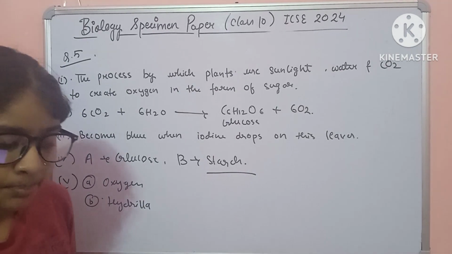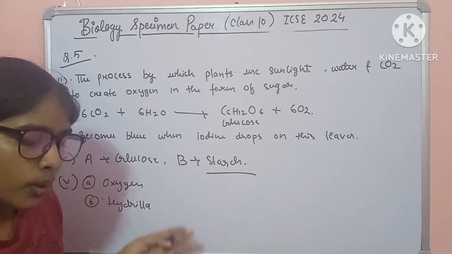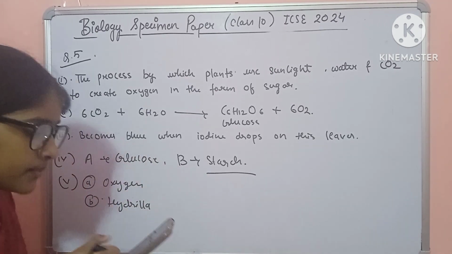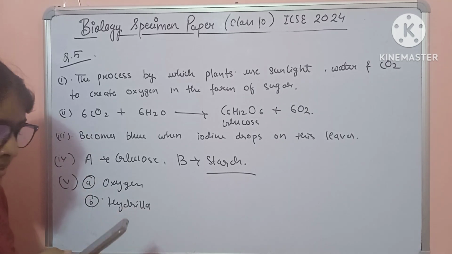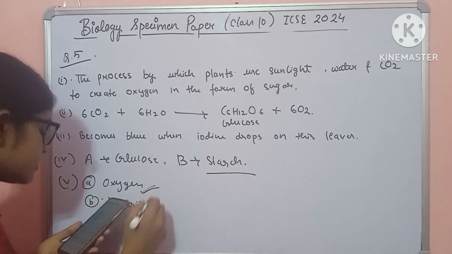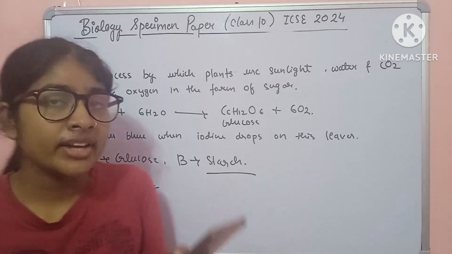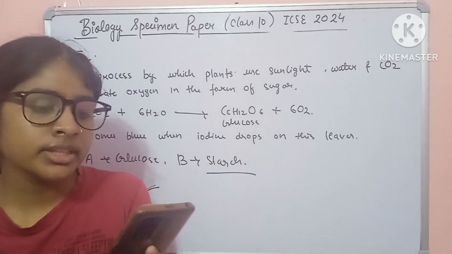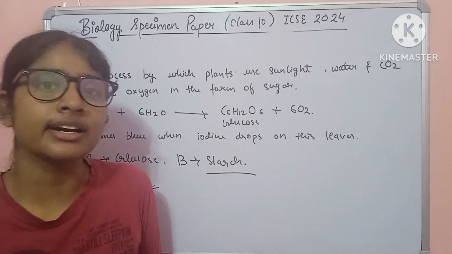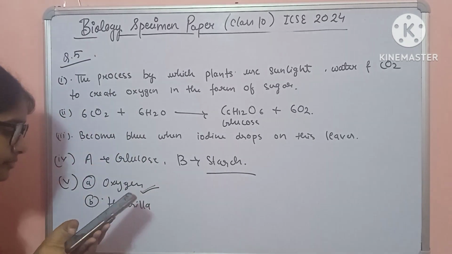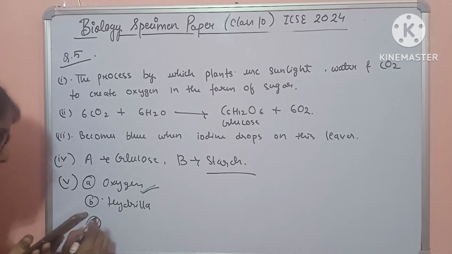Okay. Now fifth part, study the diagram given below and answer the question that follows. A. Name the gas released when the setup was placed in sunlight. The answer is oxygen gas. Okay. B. Give an example of an aquatic plant that can be used in the above experiment. You can easily see in the diagram, it will just look like a hydrilla. Okay, so write hydrilla.